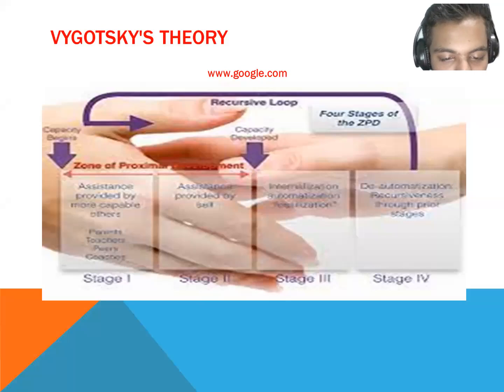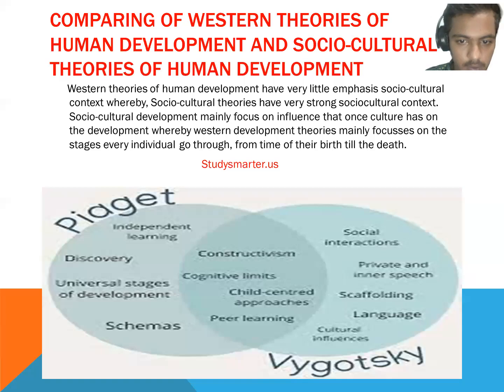Child socio-cultural theories all consist of language and communication skills, social interaction with parents, siblings, peers, and teachers, and finally the cultural values, beliefs, and traditions. Moving on to slide 8. Slide 8 contains a comparison of Western theories of human development and socio-cultural theories of human development.